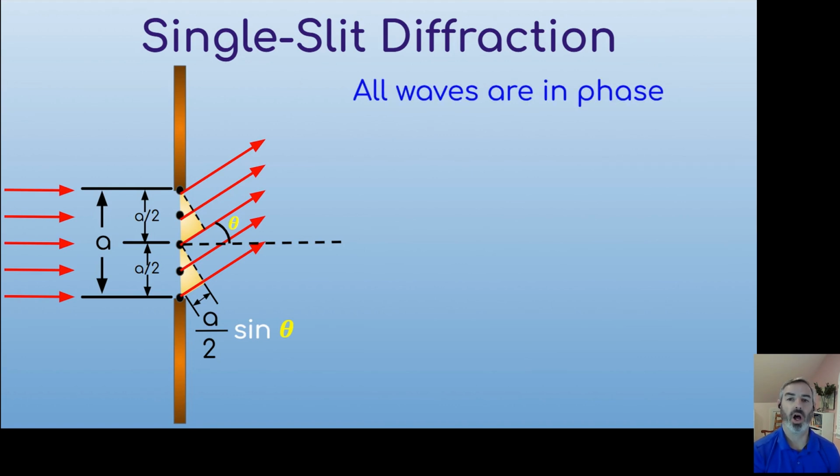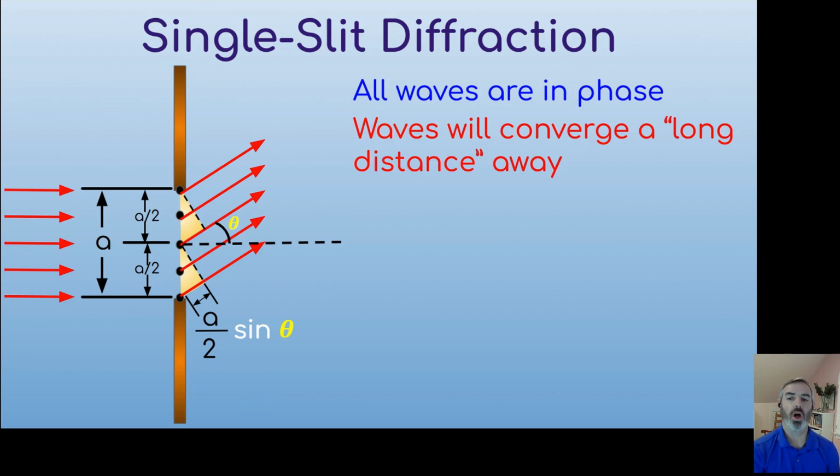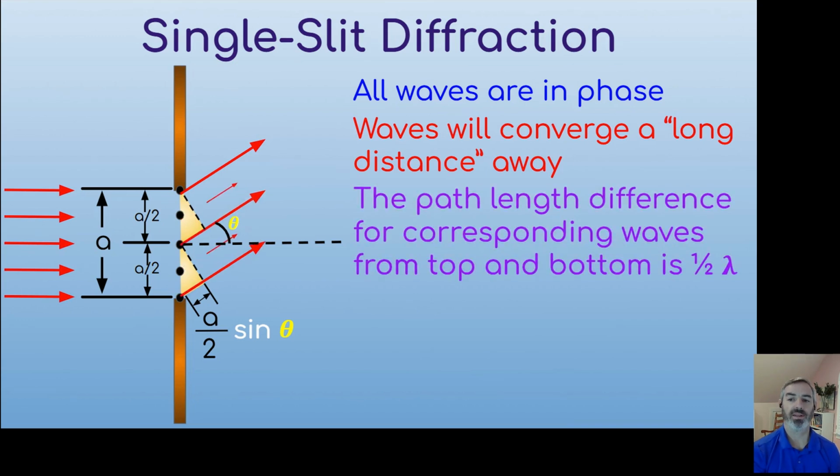So all of our waves are in phase as they reach the slit and move towards the screen. The waves will converge a long distance away. So what this means is that opening is about, say, 700 nanometers, about the wavelength of red light. A long distance away would be 1 meter. Now, the path length difference for corresponding waves from the top to the bottom, because they're mostly in phase, they get out of phase by half of a wavelength by the time they get to the screen. So they're out of phase by half a wavelength.